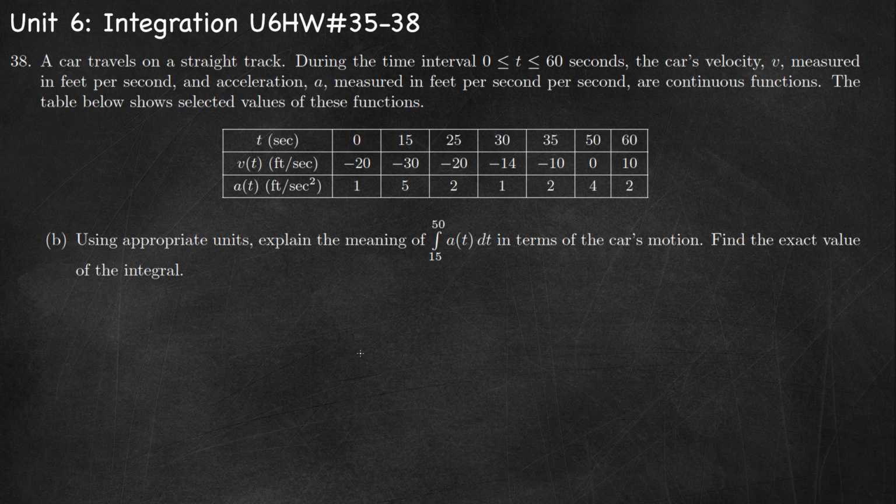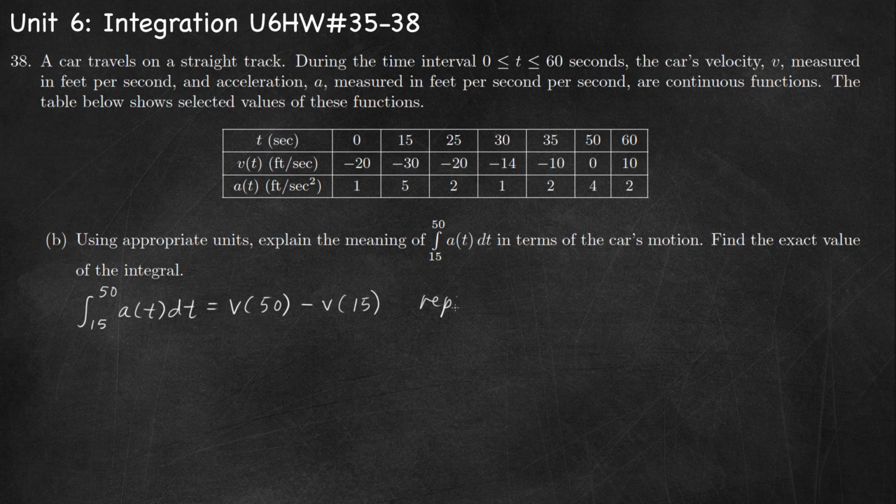Part B, using appropriate units, explain the meaning of the integral of a of t dt from 15 to 50 in terms of the car's motion, and then find the exact value of the integral. If we evaluate this using the fundamental theorem of calculus, this is going to equal the antiderivative of acceleration, which is velocity, so the velocity at 50 minus the velocity at 15. So it's giving us the change in velocity over this time interval.